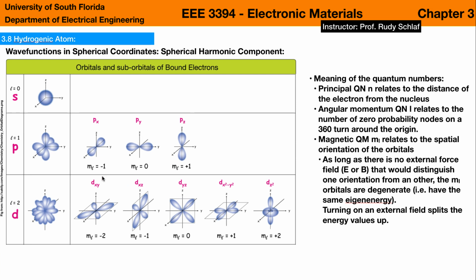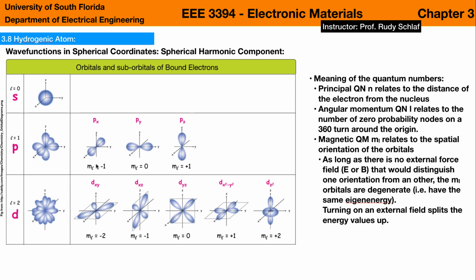This also gives us a little bit of an idea about the meaning of the angular momentum and magnetic quantum numbers. The angular momentum quantum number corresponds to the number of zero probability regions if we go 360 degrees around the nucleus. If we go from p to d, you see that the number of regions with zero probability, the white areas here, double. Right here we have 2 and here we have 4. That corresponds to having a higher L.